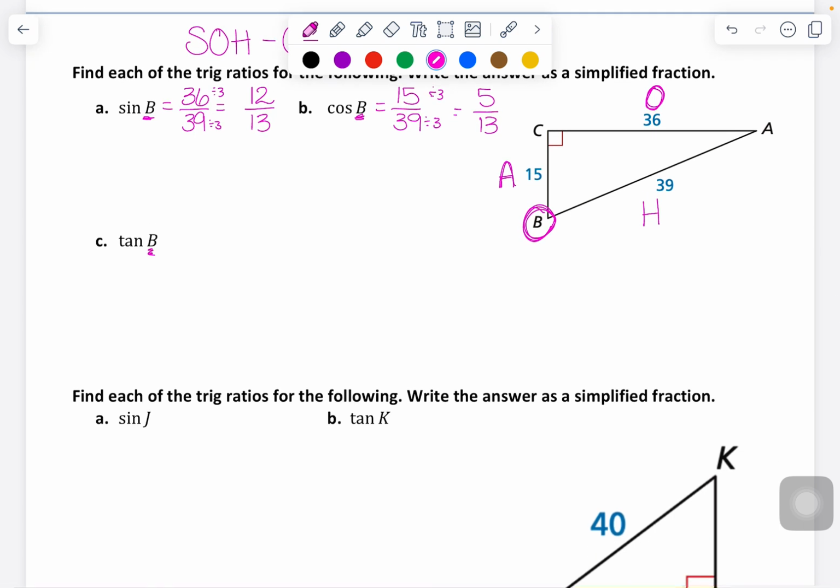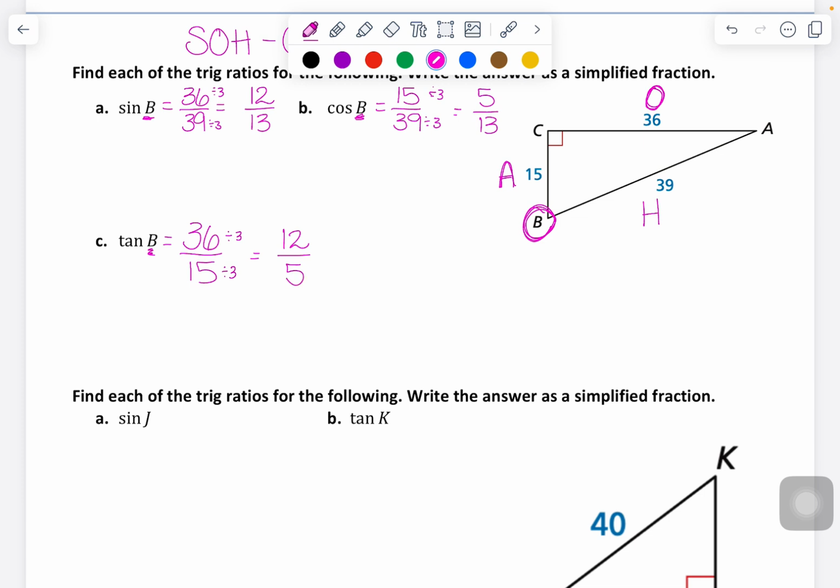Tangent, same idea. That's the TOA in SOHCAHTOA. T stands for tangent, O tells us the opposite, and the A tells us the adjacent. And it also tells us the order. The middle letter always goes on top. The last letter in SOHCAHTOA goes on bottom of the fraction. Divide both numerator and denominator by 3, and we get 12 over 5.